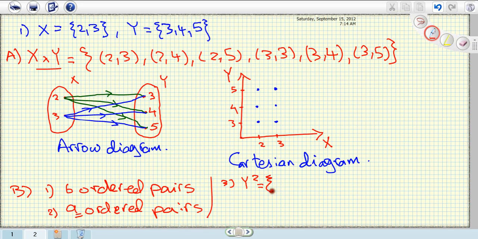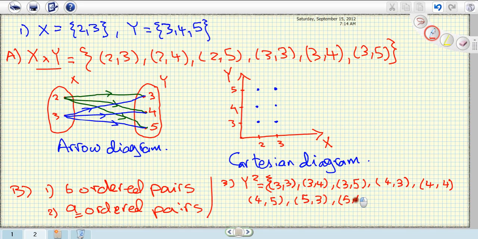Okay, let's write the ordered pairs. The first one is 3 and 3, 3 and 4, 3 and 5. What else? Yes, 4 and 3, 4 and 4, and we have 4 and 5. What else? Yes, 5 and 3, 5 and 4, and 5 and 5.